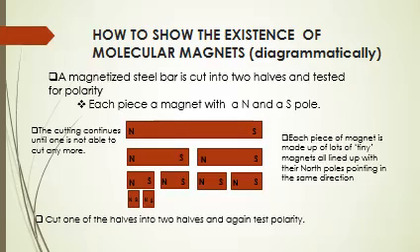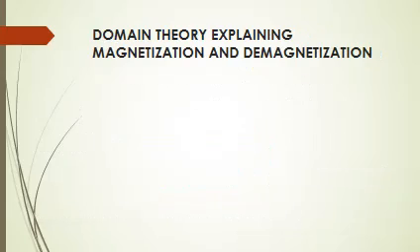So this has shown us that each piece of magnet is made up of lots of these tiny magnets, or molecular magnets, or domains, all aligned with their north poles pointing in the same direction. So we have shown you the existence of molecular magnets, or these tiny magnets, or these domains. Now let us see how domain theory, or theory of magnetism, can help us to explain the process of magnetization.